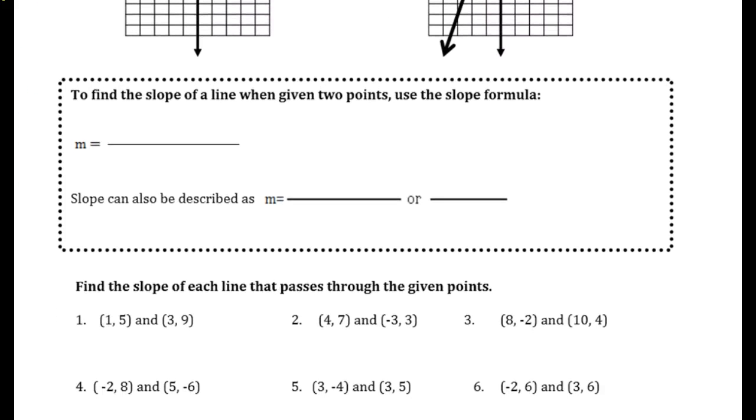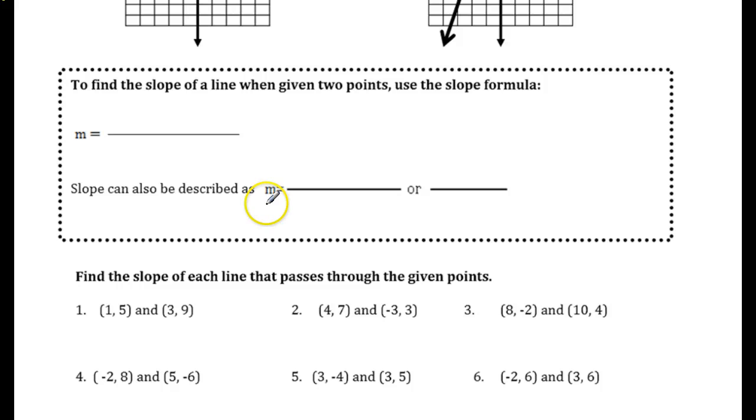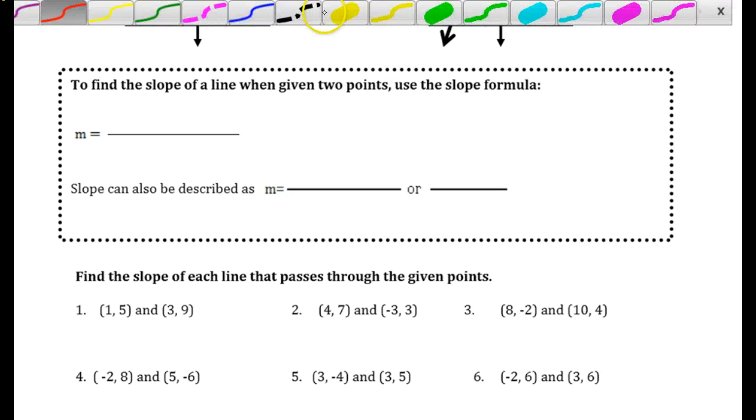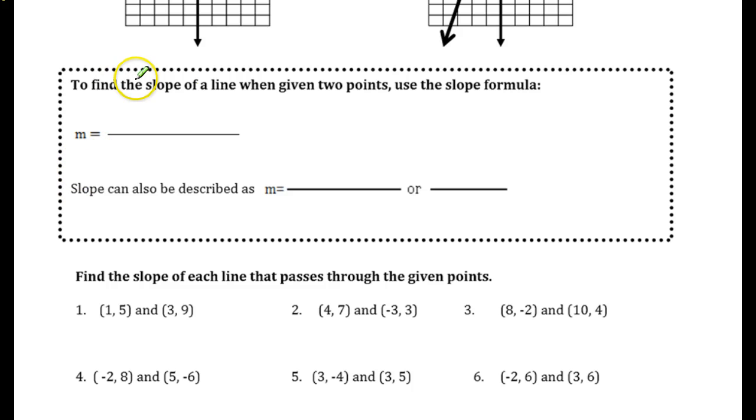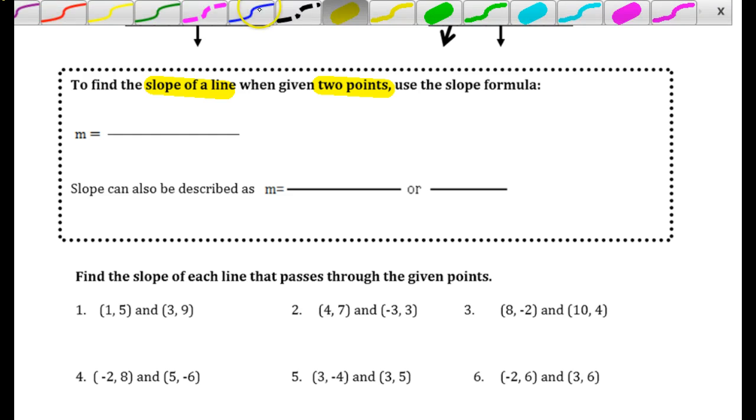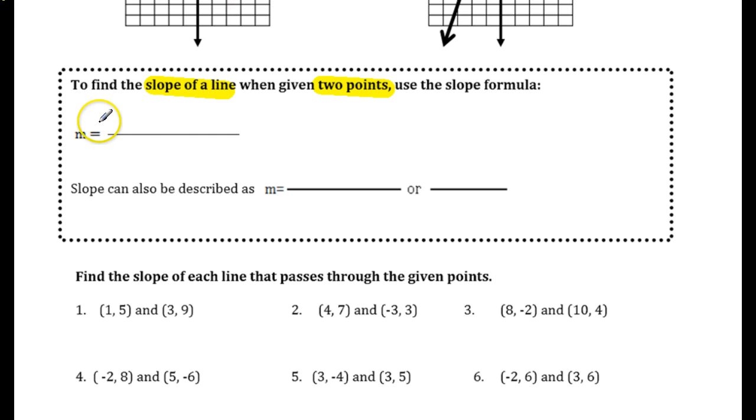Alright. Next part. A different way to find slope without a picture. Okay? So now we're going to have to find the slope of a line when you're given 2 points. Just like we used 2 points on the picture, but now we're not going to have a picture. They're just going to give us the 2 points. So now once again, here's the slope formula in this case. Once again, slope is rise over run.